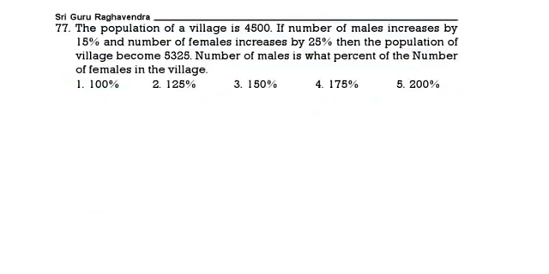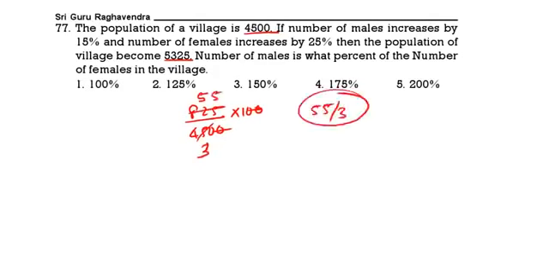The population of the village A is 4,500. If the number of males is increasing by 15 and females is increasing by 25, then population is becoming 5,325. Now 4,500 is becoming 5,325. The increase is 825 over 4,500. This is what percentage? Now 15 threes, 15 fives, 15. So we are getting 55 by 3. That is the increase. Increase of 825 from 4,500. What is the percentage? 55 by 3.